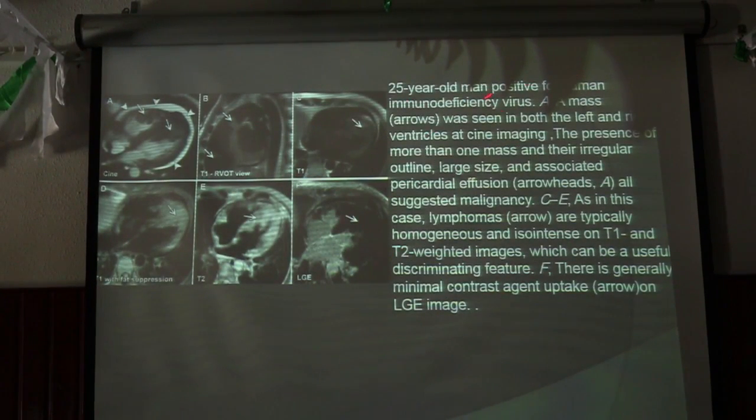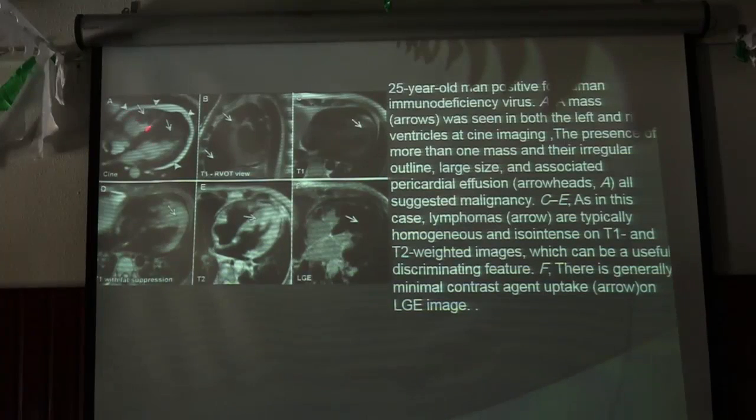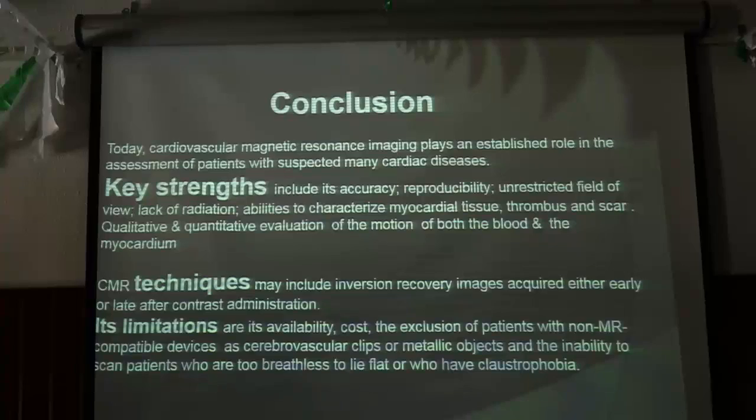This is a young patient, a 25-year-old man, with immunodeficiency virus, and there is a mass in both atria. The mass was irregular, of intermediate signal intensity on both T1 and T2, and shows minimal enhancement, and this is diagnostic for lymphoma. In conclusion, today, cardiovascular magnetic resonance imaging plays an established role in cases of suspected many cardiac diseases.